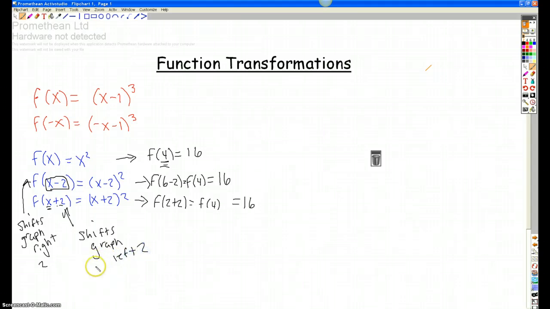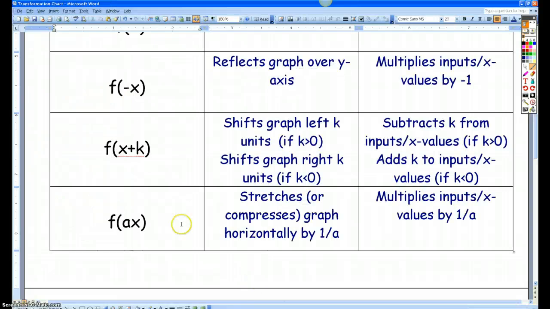Right, and that's what we saw previously. Counterintuitive, I know, but that's key to remember. This shifts the graph left 2, that shifts the graph right 2. So the last one is also somewhat counterintuitive.